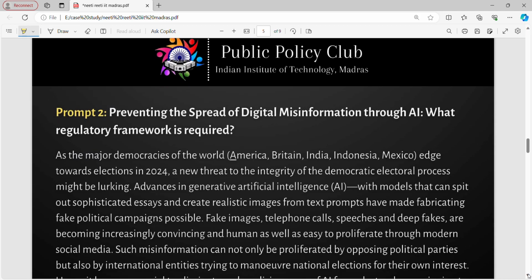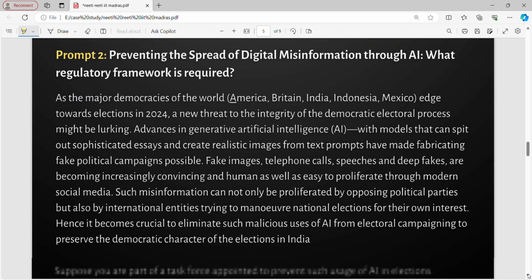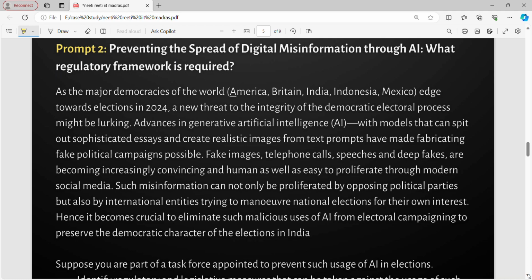Second prompt: preventing the spread of digital misinformation through AI. What regulatory framework is required? As the major democracies of the world, America, Britain, India, Indonesia, Mexico, edged towards elections in 2024, a new threat to the integrity of the democratic electoral process might be lurking.